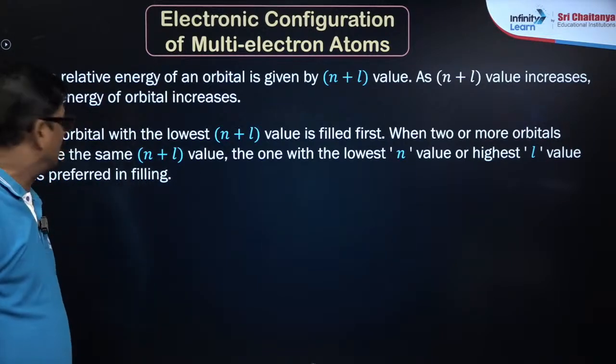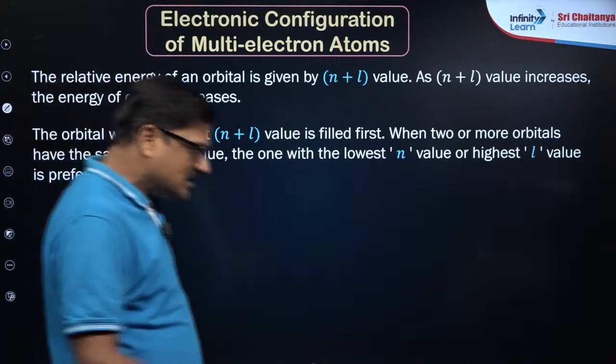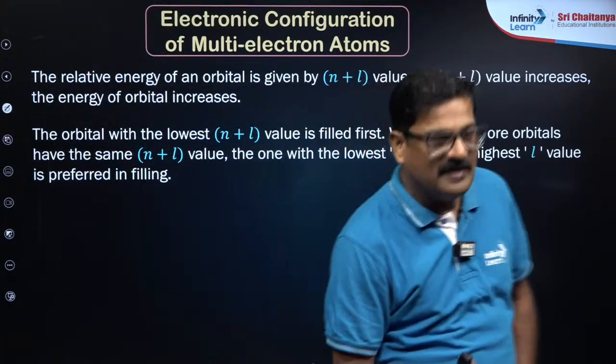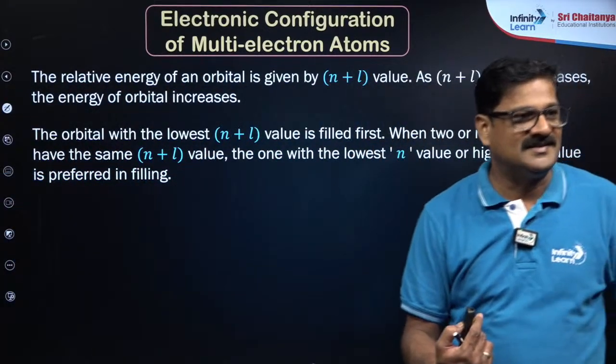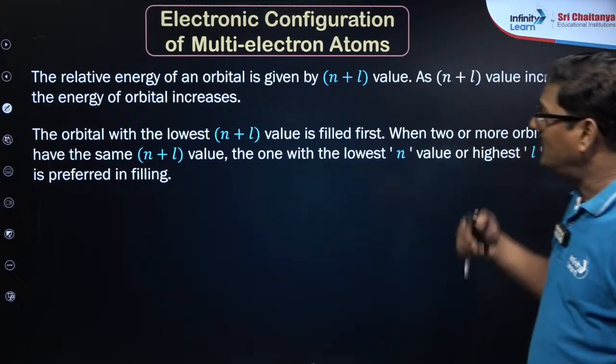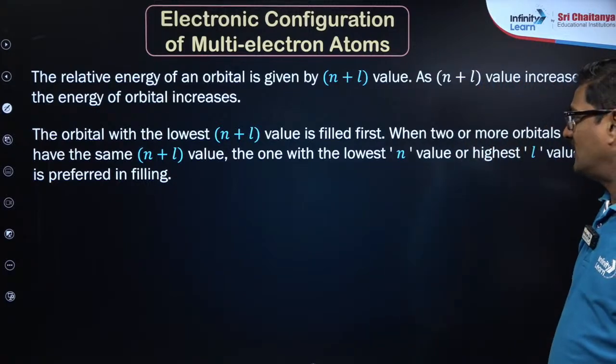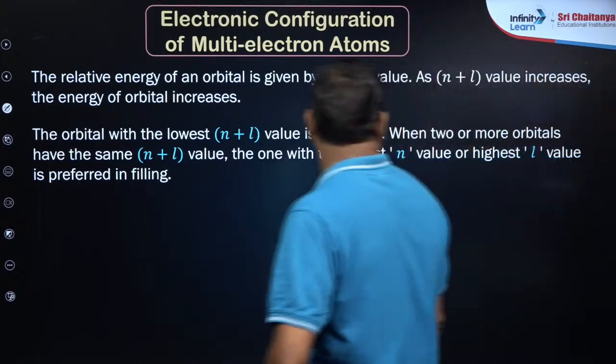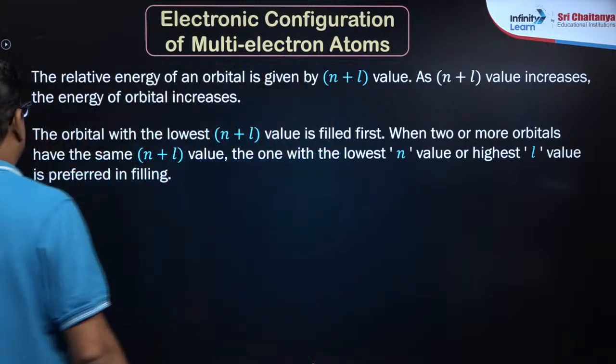of the orbitals increases. The orbital with the lowest n plus l value is filled first, and then the orbitals with higher n plus l value are filled. The one with the lowest n value or highest l value is preferred in the filling.